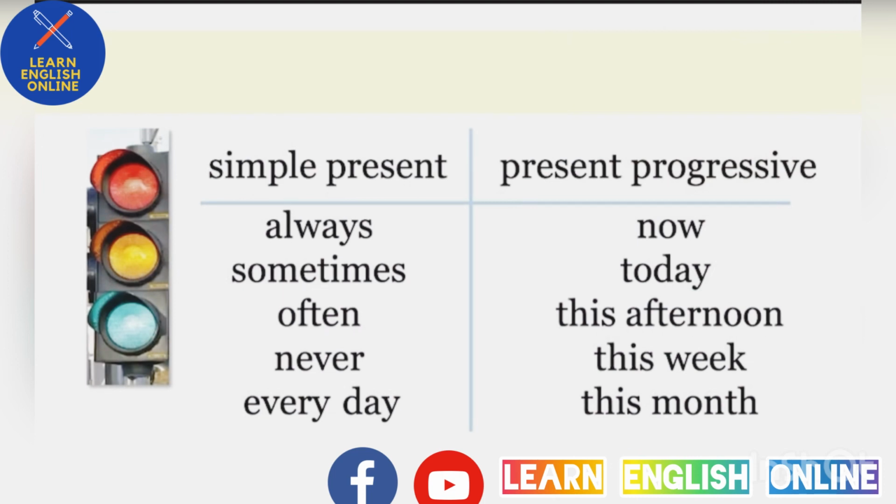In this lesson, we reviewed the different uses for the simple present and the present progressive, and you learned about signal words to help you see these differences.